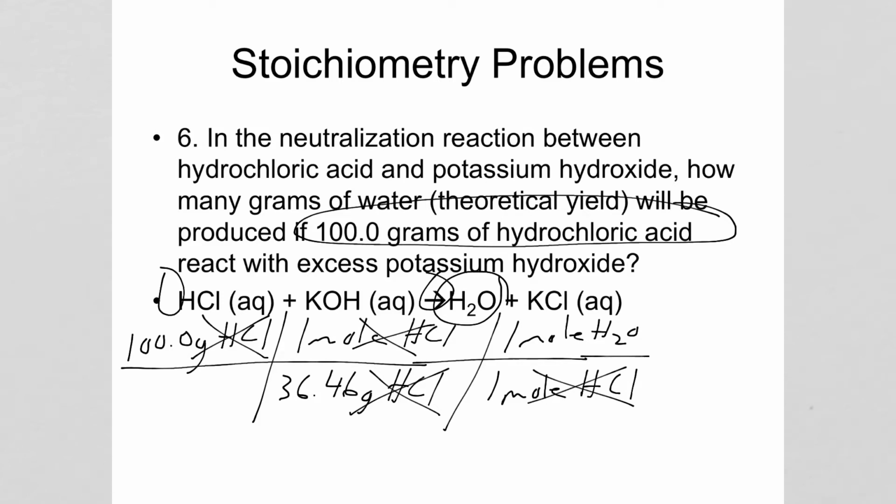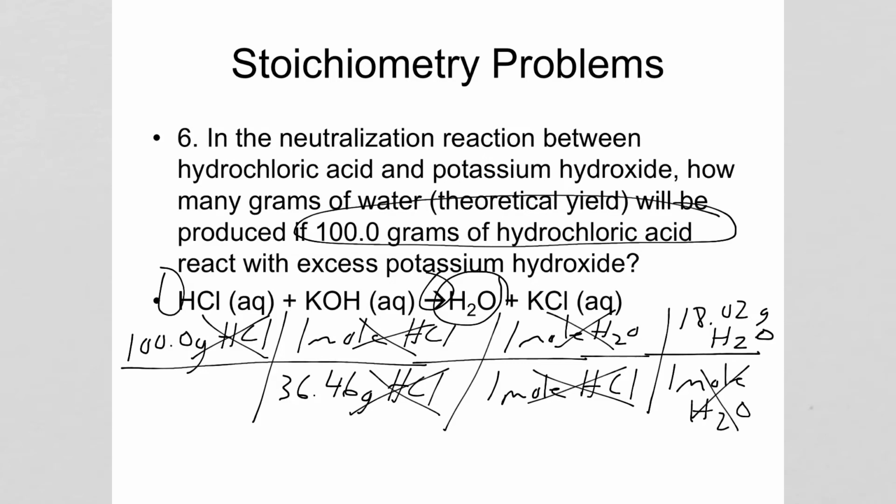This problem, though, was asking us for what mass of water. So we're looking for grams. So we need to go one additional step. We're going to put 1 mole of water down here on the bottom. And we're going to put the molar mass of water up on the top. Well, the molar mass of water is 18.02 grams. And again, the moles of water had to go on the bottom, so they'll cancel out.